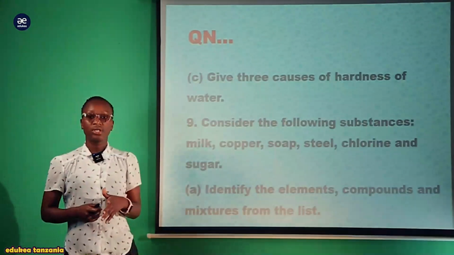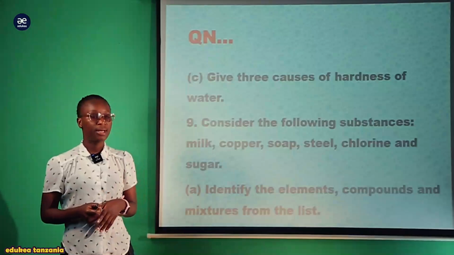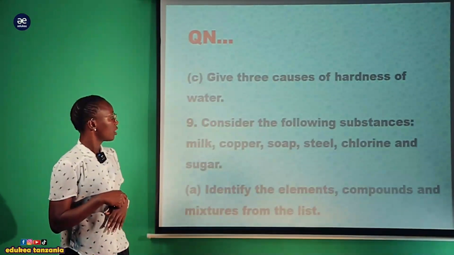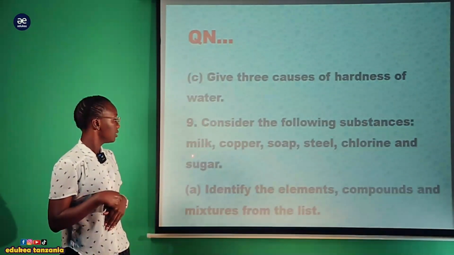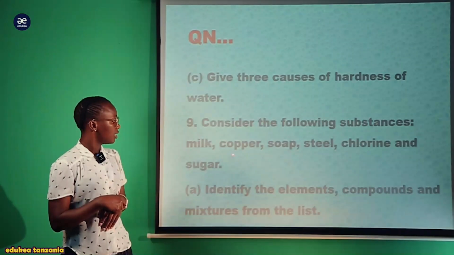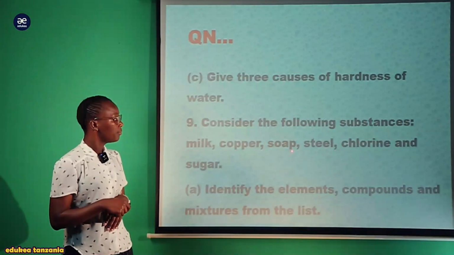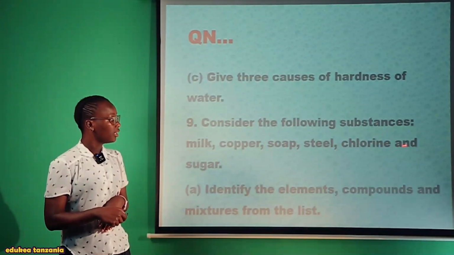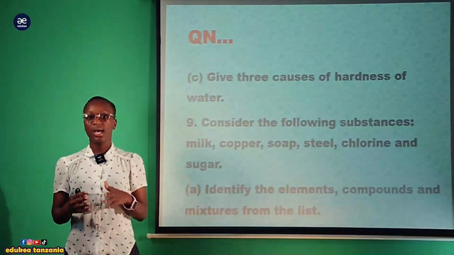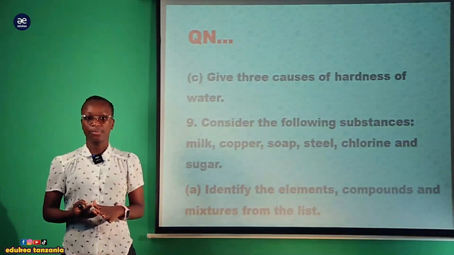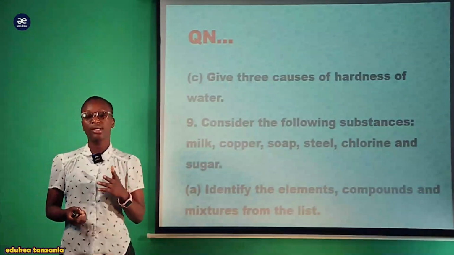Now let us see the question number 9. The question number 9 of this Necta states that consider the following substance. There is a milk, there is a copper, there is a soap, steel, chlorine and sugar. So these are the given substance. Now tuone sasa swali linataka nini.